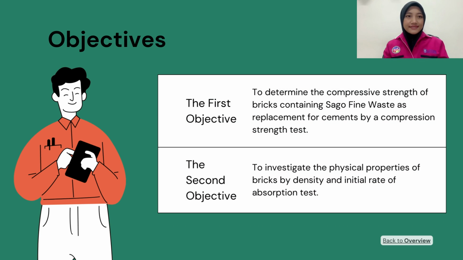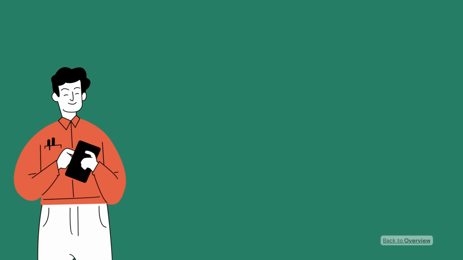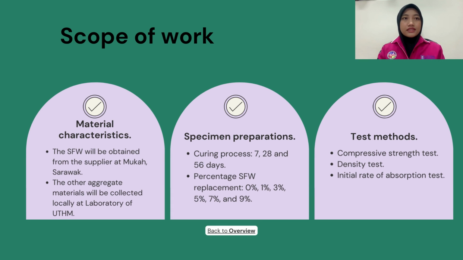For the objectives of this study, there are two objectives. First, to determine the compressive strength of bricks containing Sago fine waste as replacement for cement by doing a compression strength test. For the second objective, to investigate the physical properties of bricks by doing the density and initial rate of absorption test. For the scope of work, the goal of this study is to determine whether waste material which is SFW may be used to partially replace cement in the brick manufacturing process.